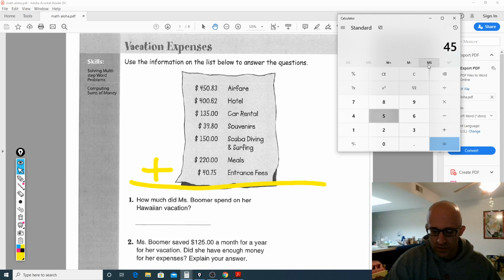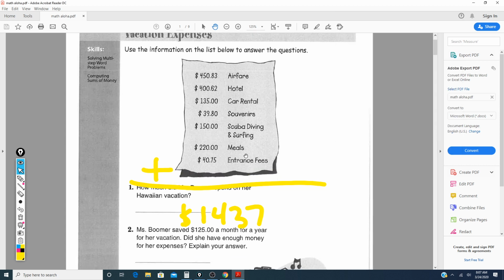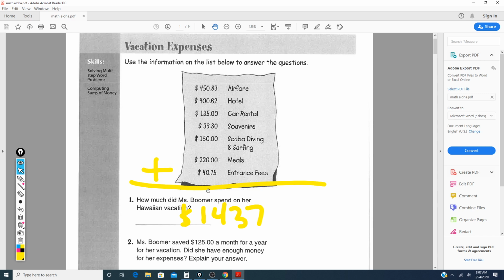So when you're looking at this, all you're doing is adding everything up. I'm just going to add this up for the sake of time here. 50 plus 220 plus 40, 75. Gives her a grand total for her little Hawaiian vacation of $1,437. Hopefully you have something along those lines for your answer for number 1. It's just one big addition problem.